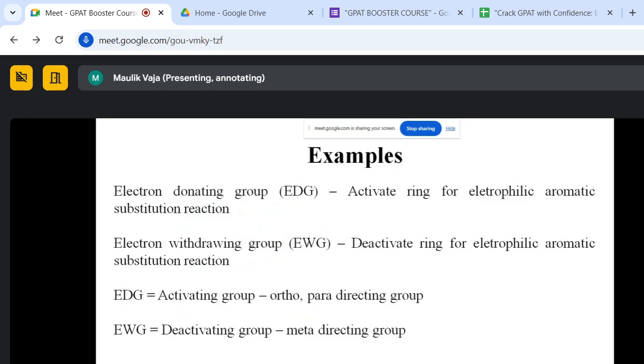Fluorine, oxygen, nitrogen. In NO2, nitrogen is directly attached. Nitrogen's electronegativity is low and oxygen's electronegativity is higher. That's why it becomes electron withdrawing group. So you just have to remember these atoms: fluorine, oxygen, nitrogen, carbon, sulfur, hydrogen. Fluorine has the highest electronegativity, then oxygen, then nitrogen, then carbon, and last one is hydrogen.